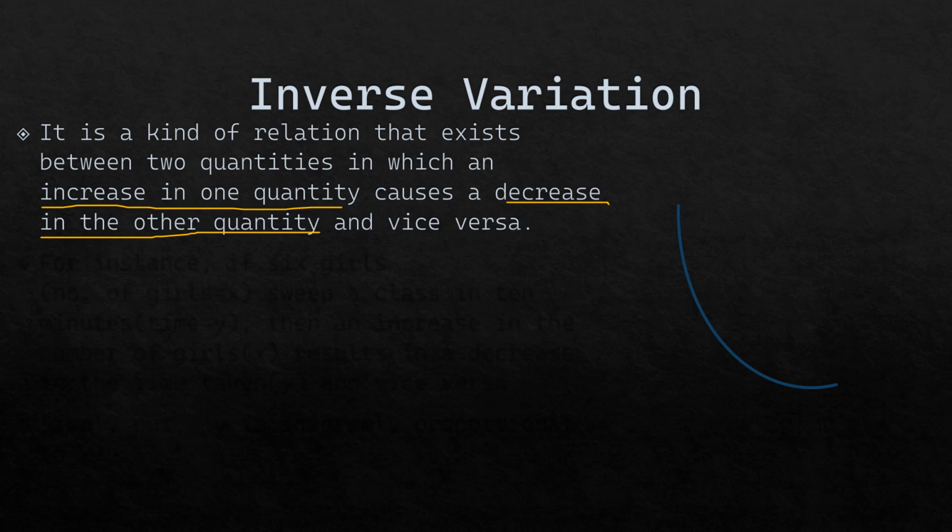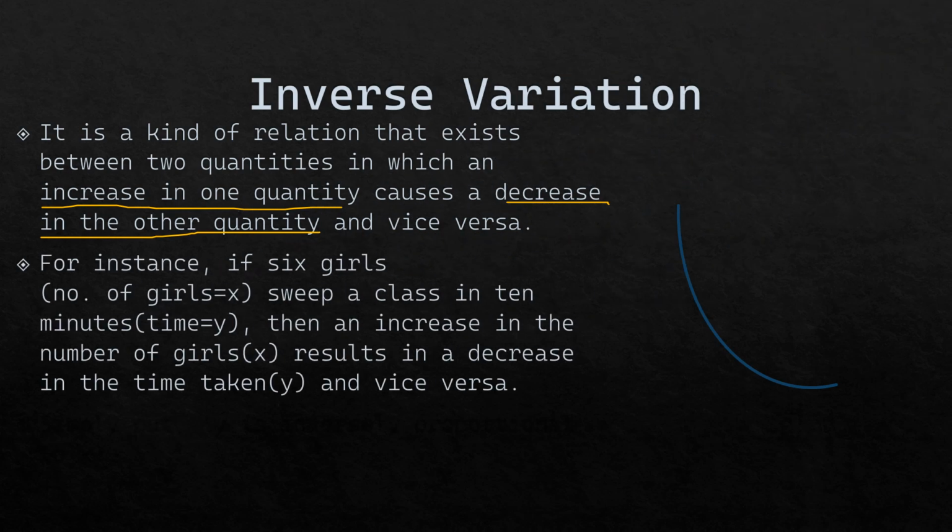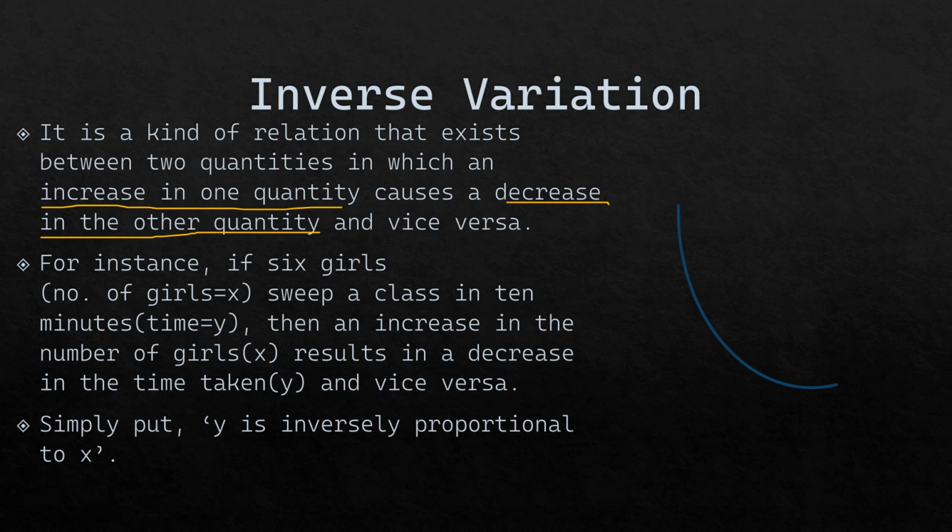For instance, let's say six girls are sweeping the classroom in 10 minutes. If we increase the number of girls, let's say the number of girls is represented by x, it results in a decrease in the time taken. So we can say the time taken is inversely proportional to the number of girls. So the more the number of girls, the lesser the time, and the more the time, the lesser the number of girls. Simply put, y is inversely proportional to x. So that's how we see it.